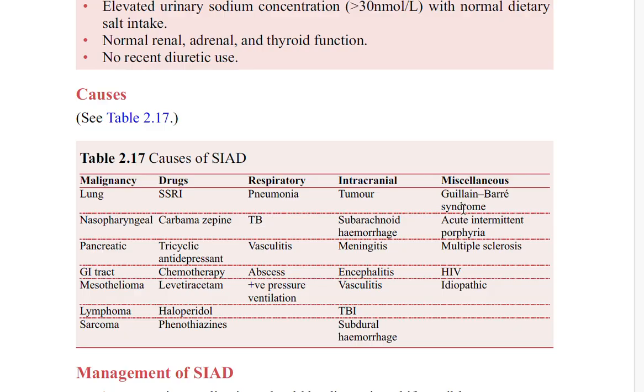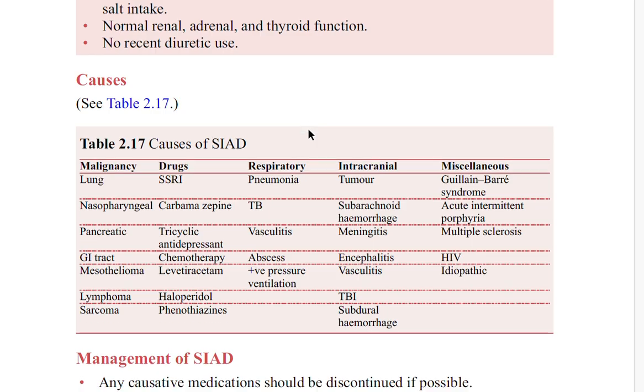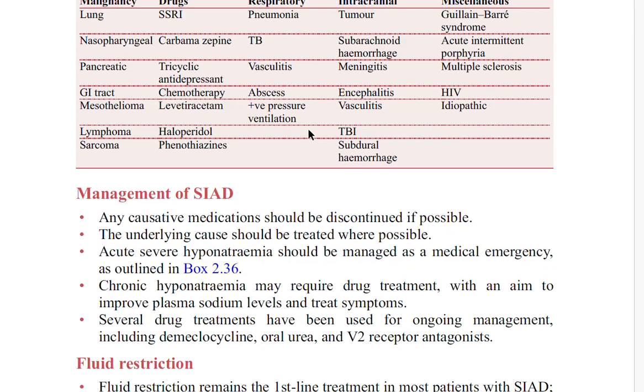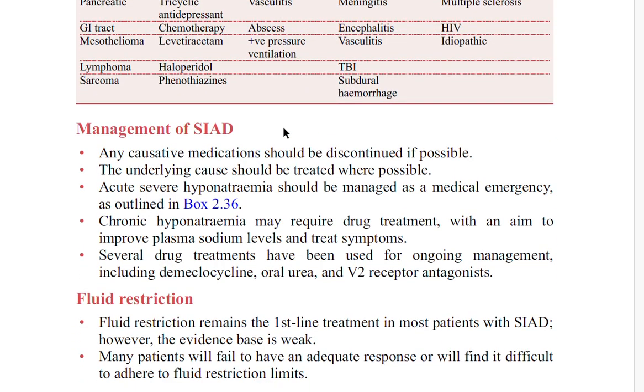And then lastly, miscellaneous causes are GBS, acute intermittent porphyria, multiple sclerosis, HIV, and idiopathic. What is the management of SIADH? Any causative medication should be discontinued if possible. The underlying cause should be treated where possible.